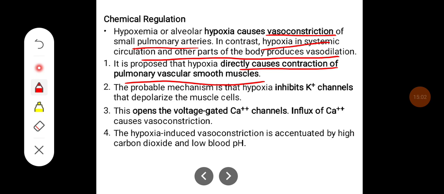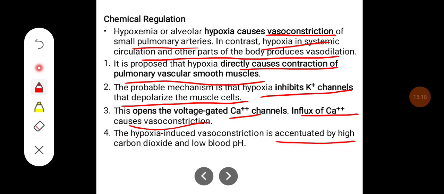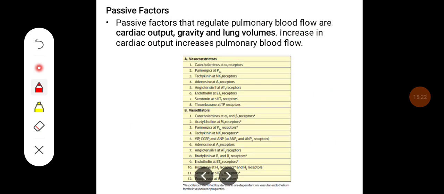The probable mechanism is that hypoxia inhibits potassium channels that depolarize the muscle cells. This opens the voltage gated calcium channels. The influx of calcium causes vasoconstriction. The hypoxia induced vasoconstriction is accentuated by high carbon dioxide and low blood pH. Passive factors that regulate pulmonary blood flow are cardiac output, gravity, and lung volumes. Increasing the cardiac output increases the pulmonary blood flow.